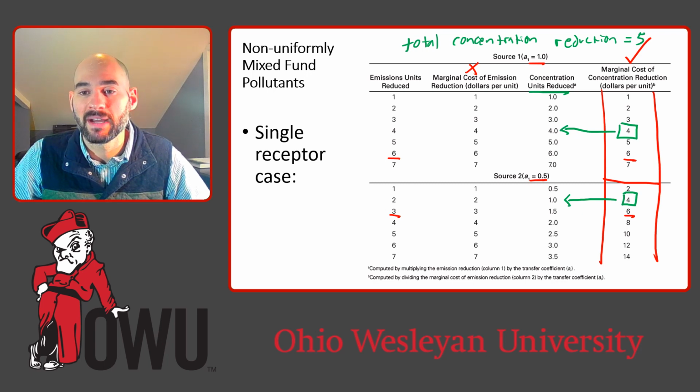And we could find that by setting the marginal costs equal to each other and finding the combination of units reduced, which would give us our desired number of units reduced. And so this is how we would accomplish this for a non-uniformly mixed fund pollutant with a single receptor.